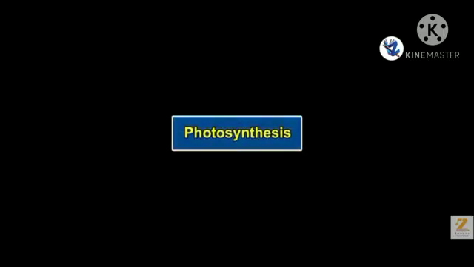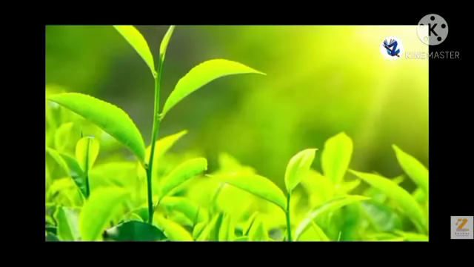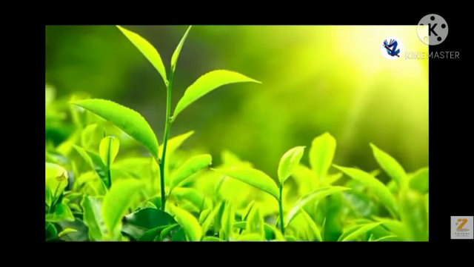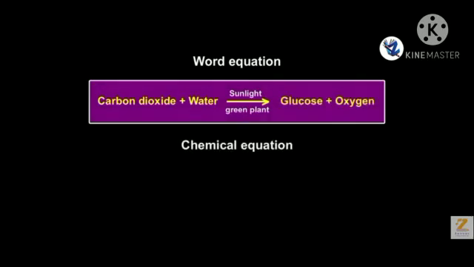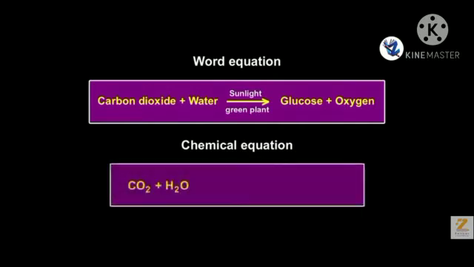Then photosynthesis. Green plants perform photosynthesis in sunlight. So the word equation is carbon dioxide plus water, in the presence of sunlight and green plant, gives glucose plus oxygen. Then the unbalanced chemical equation: CO2 plus H2O, in the presence of sunlight and green plant, gives C6H12O6 plus O2.